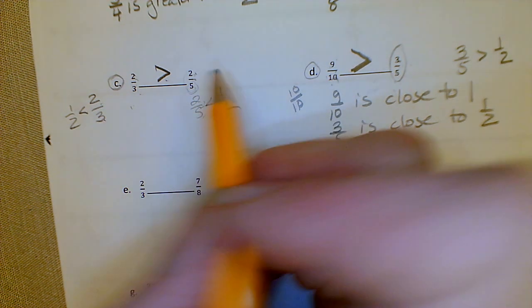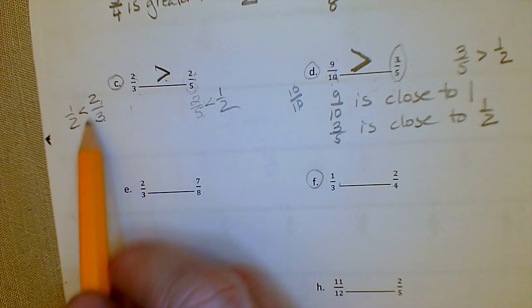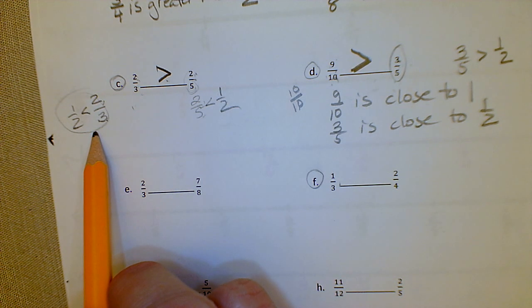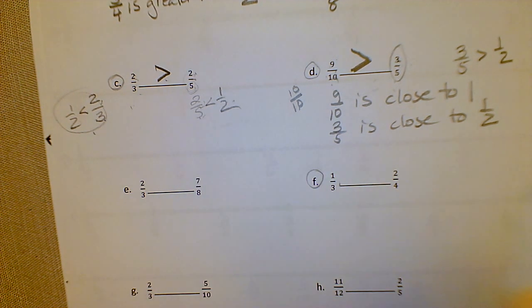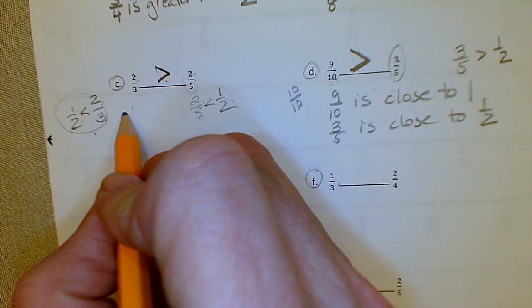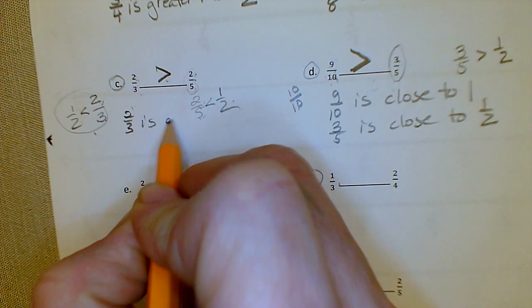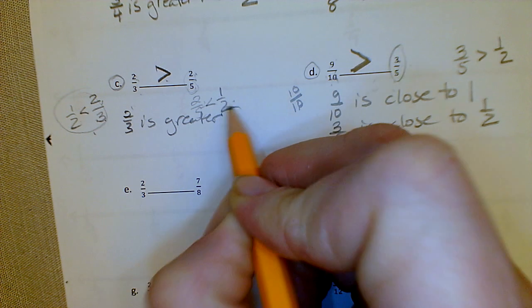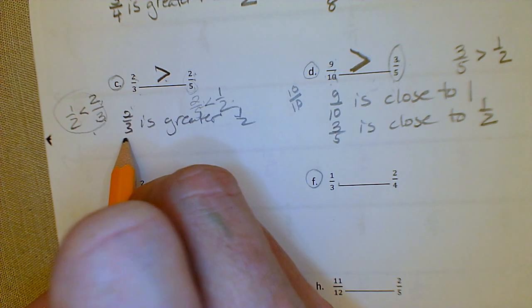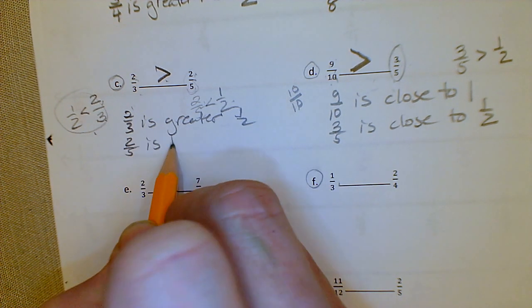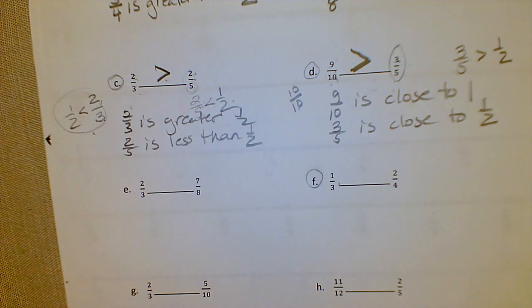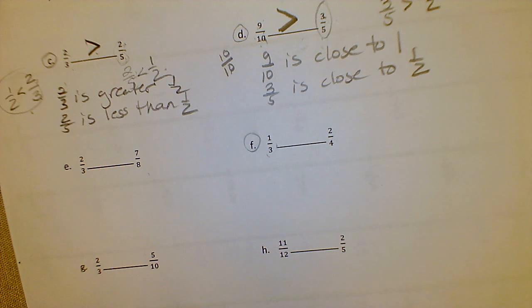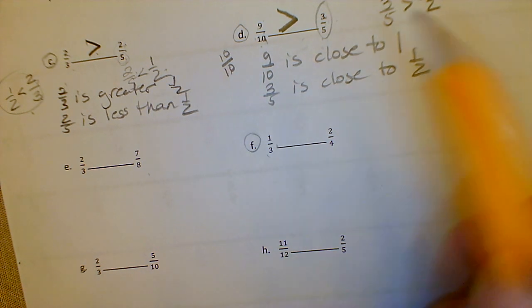So here, what I said was 2/3 is greater than 1/2, and then I said that 2/5 is less than a half. So I wrote it mathematically, but we could write it: 2/3 is greater than a half, and 2/5 is less than 1/2. So I've been doing it mathematically. So let's look at this one really quickly. I'm skipping that one. That one's for you. It's a nice easy one.